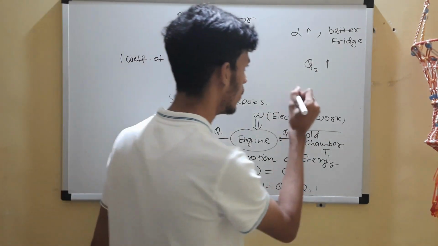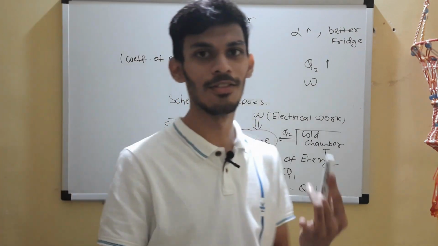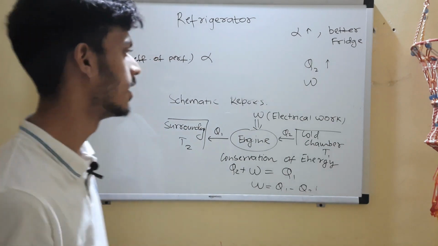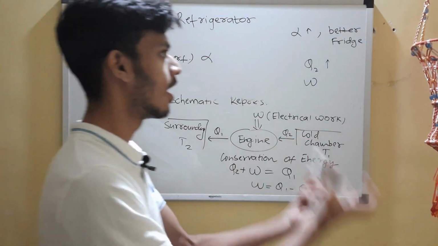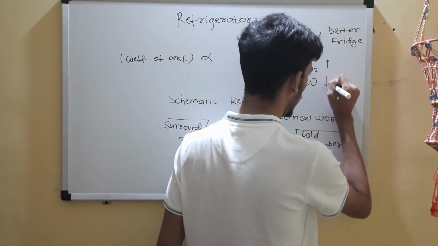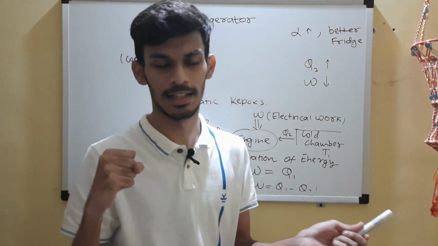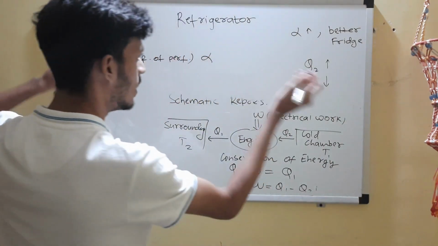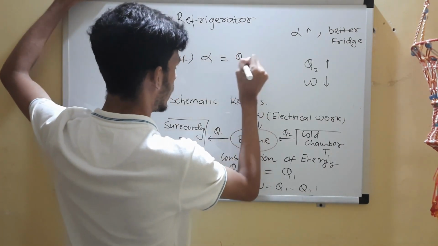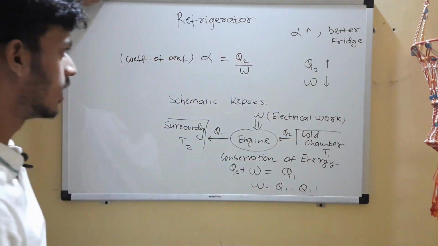Okay, so Q2 should be high for a good fridge. One thing we got. Now tell me about this work, electrical work. This is electrical power which we are providing through electricity, right? So it is something which we are spending. So it should be less, right? We don't want to waste electricity on this. So the work should be less and the heat extracted should be more. So basically we can find the relation from here. Q2 will come in the numerator, direct relation, and the work W will come in the denominator.